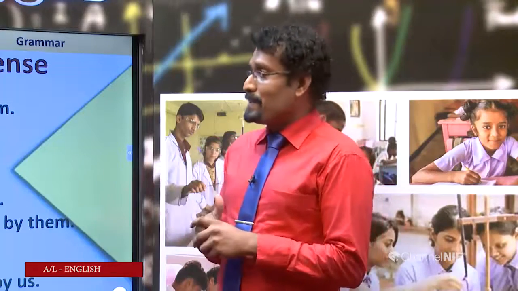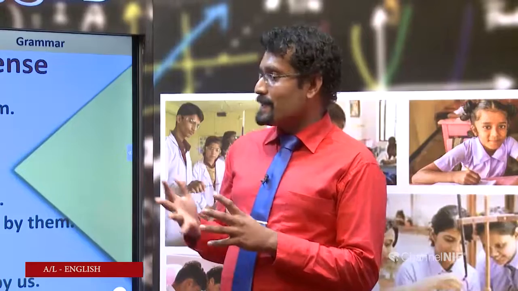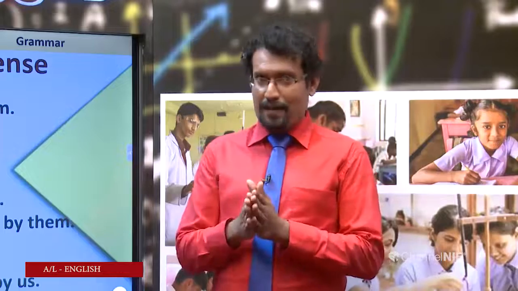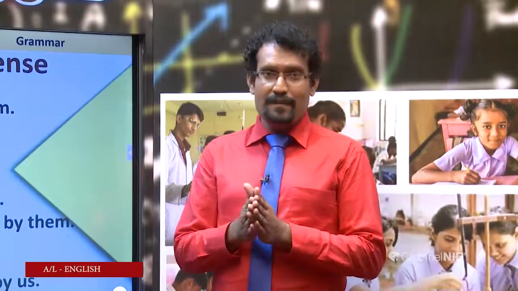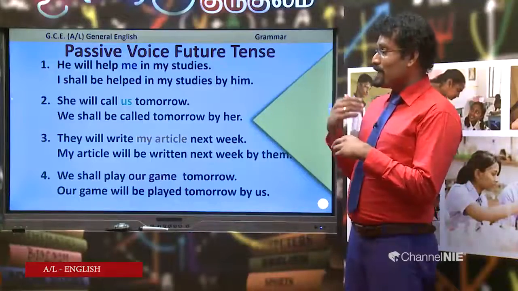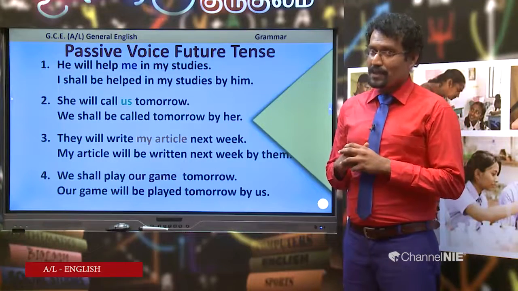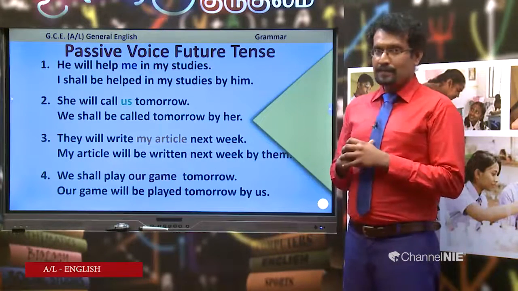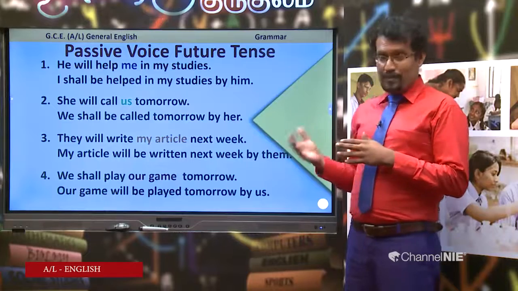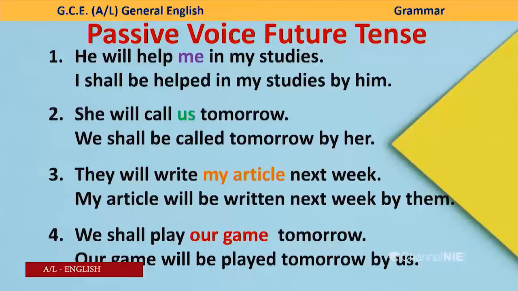Right. Now, let us look at passive voice future tense. So, the first example is, he will help me in my studies. He is the subject, will is the helping verb, help is the main verb, and me is the object. So, you have to take the object first to make it passive voice future tense. So, me becomes I. With I, we use the helping verb shall. I shall be helped in my studies by him.